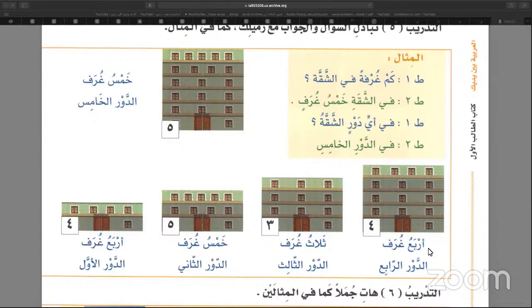كم غرفة في الشقة؟ How many rooms in the apartment? في الشقة 4 غرف. In the apartment there are 7 rooms. No. أربعة means what? 4 rooms. Good.